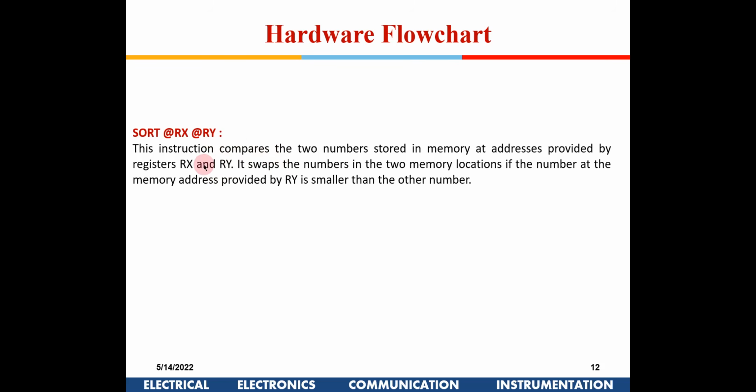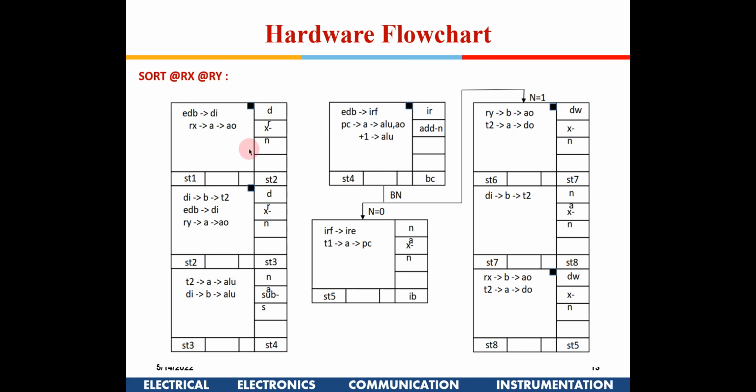And then after checking that, whichever is the lesser value needs to be there in Rx. If the lower value is in Ry, then we need to swap the contents. We need to swap the contents. So how to make a flow chart for this? This is the flow chart out here.